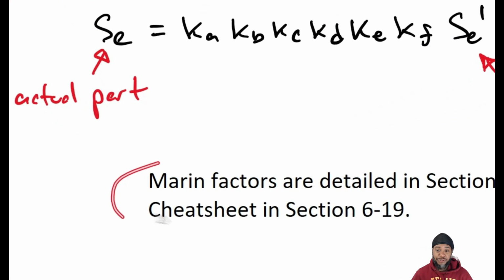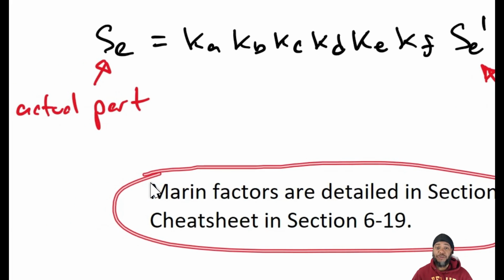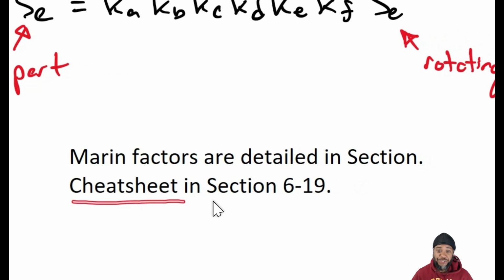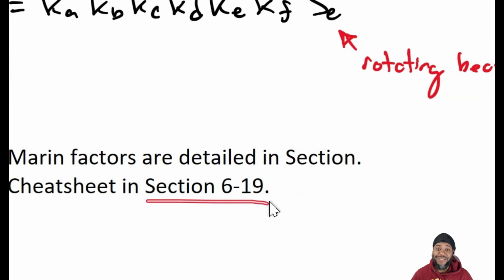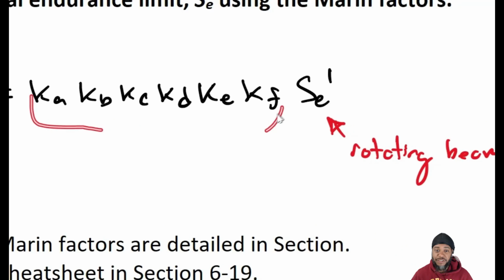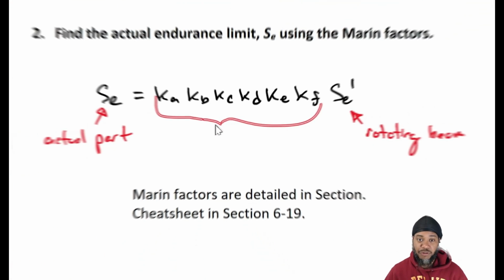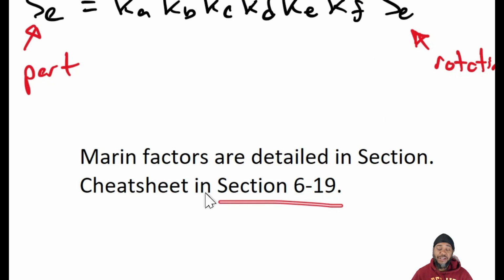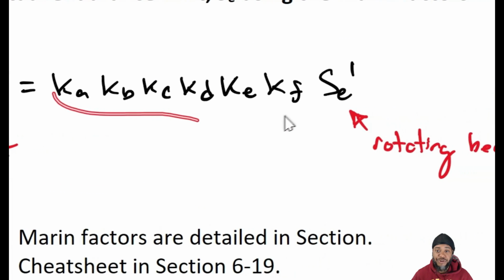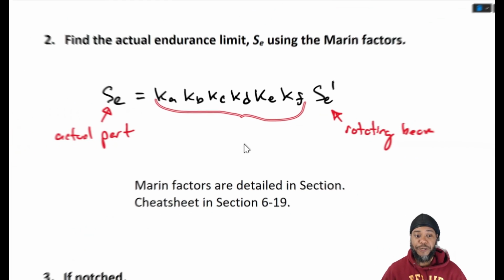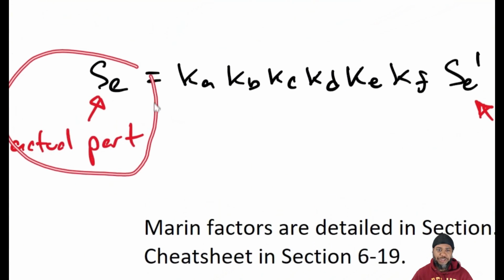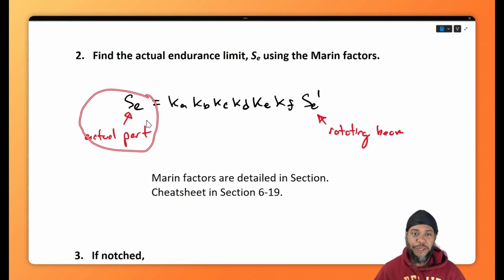Now, the Marin factors are detailed throughout the book, but there's actually a cheat sheet or crib sheet in section 6.19 that covers all of these within a page or two. So if you want to apply them quickly, you can go to that part of the book and it'll give you all of these factors in a shortened form. Once we've applied these factors to our unmodified endurance limit, we get the actual endurance limit of our part.